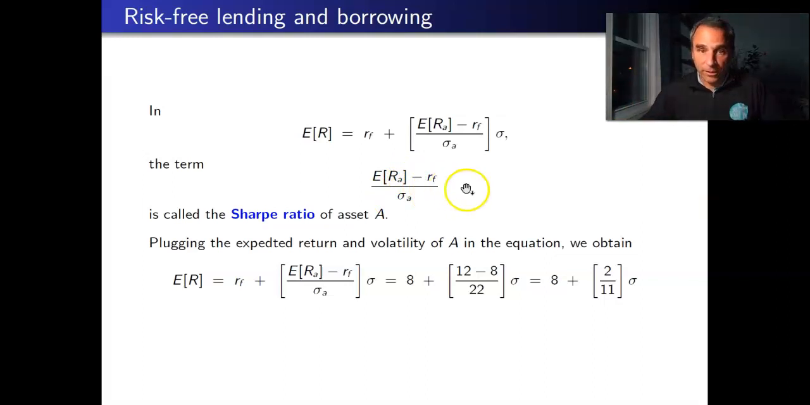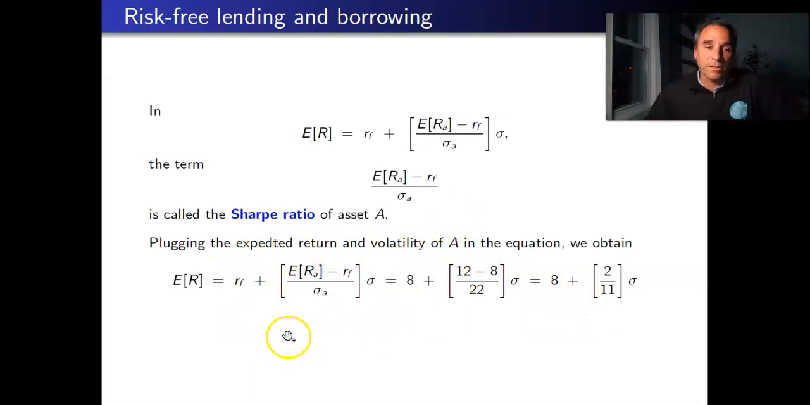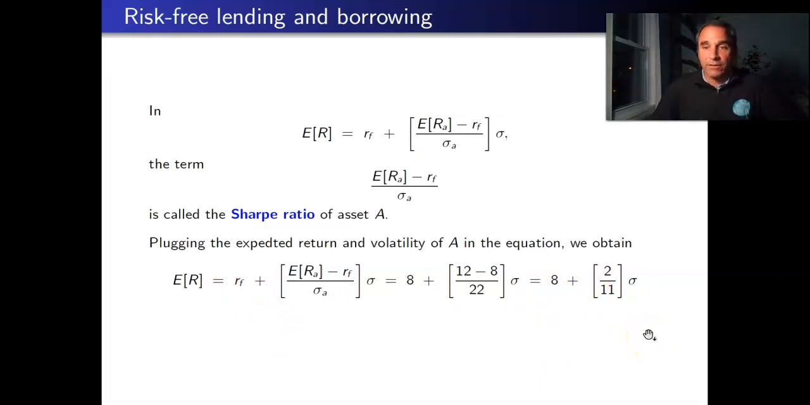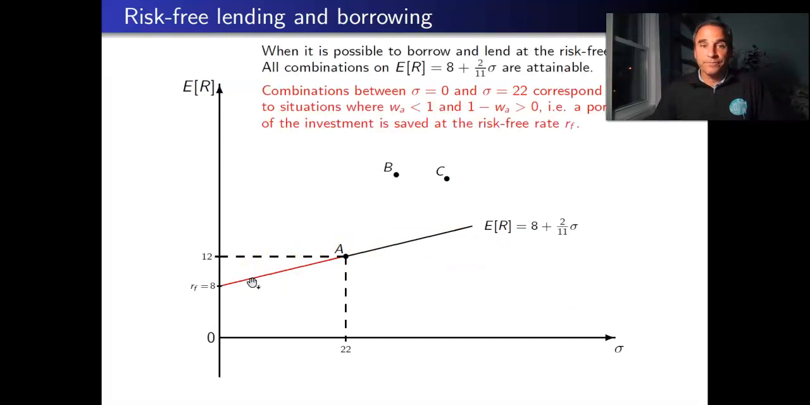Okay, so it's like your benefits of taking risk per amount of risk taken. So if we plug the expected return and volatility of A in the above equation, we obtain the equation E of R is equal to 8 plus 2 over 11 times the standard deviation of the portfolio, and on the graph this is what the line looks like. So these are all the possibilities we can achieve by combining A and F.